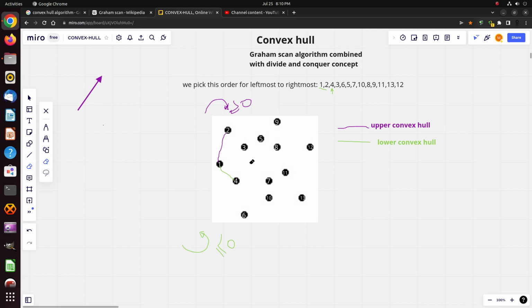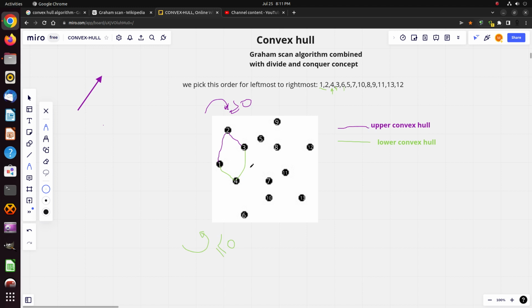Can we add 3 to this upper hull? We have to compute the orientation of 3 with respect to 1, 2. The rotation is positive, so we can add it. Can we now add 3 to the lower hull with respect to 1, 4? Index, middle, negative. So yes, we can add 3 to this lower hull. Next point, 3 is done.